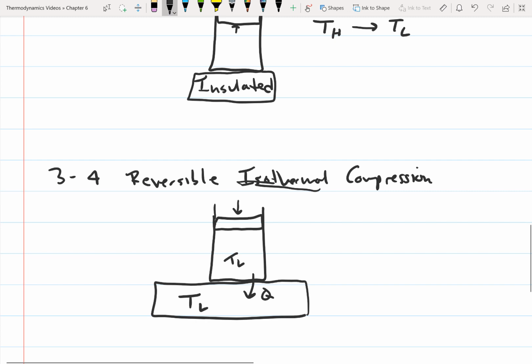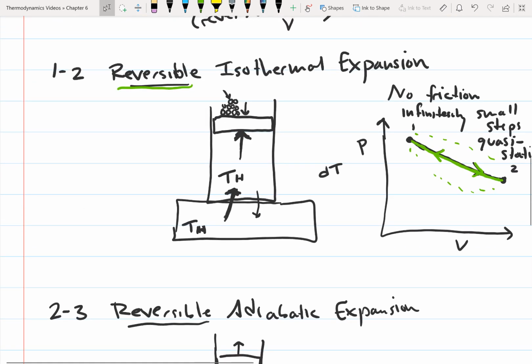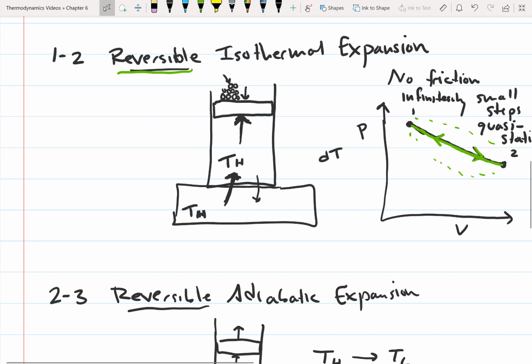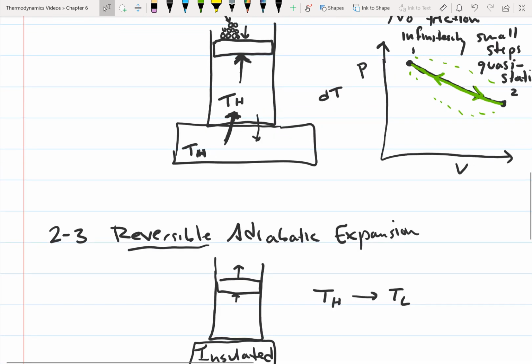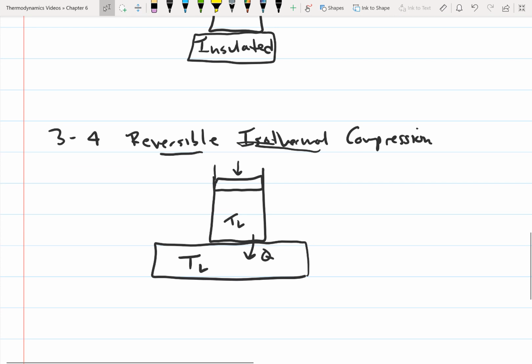And so this is going to be reversible in the same way that if we go back up to this step, when we went from state 1 to state 2 with this reversible isothermal expansion, we're going to be doing the same thing with the compression, except we're going the opposite direction. But this process is still going to have to be infinitesimally small, so it's going to have to be quasi-static.